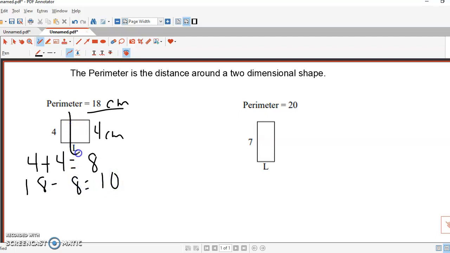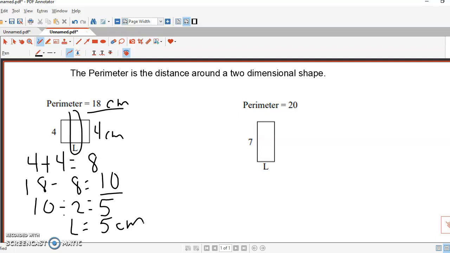Now, that means that these two added together, this side plus this side added together, is 10 centimeters. So we're going to say 10 divided by 2 because there are two sides, and that equals 5. So the length equals 5 centimeters.